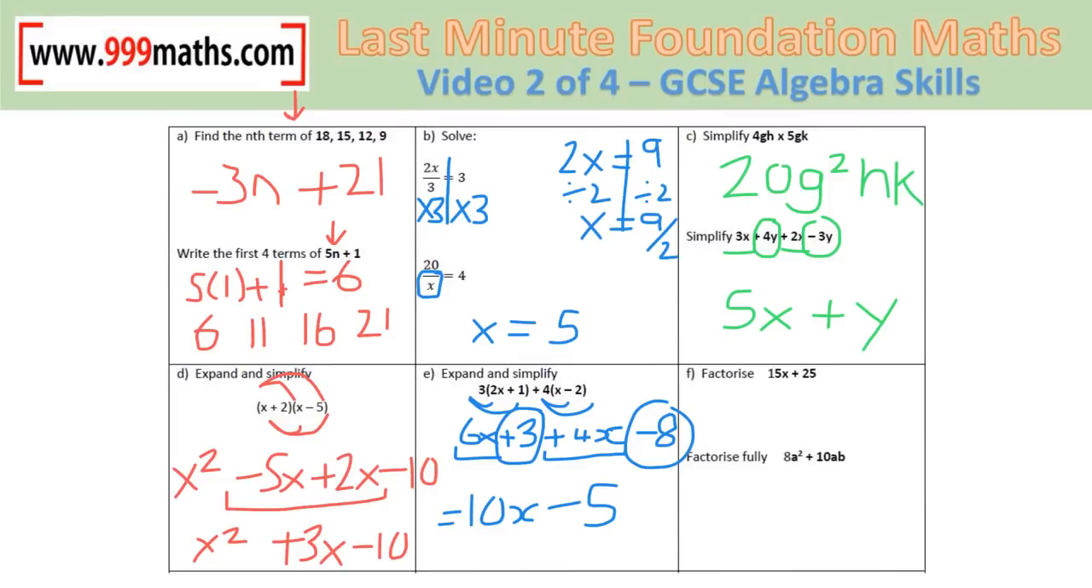Factorize, both of these are single brackets. It's not double brackets because it doesn't have an x squared and a number. The first one, the factor of both parts is 5, and that will be multiplied by 3x add 5. The word fully suggests that there's more than one thing to take out the bracket. In this case, it's the number 2 and the letter A. 4a inside, add 5b.